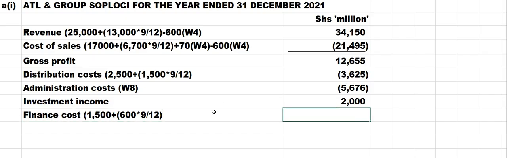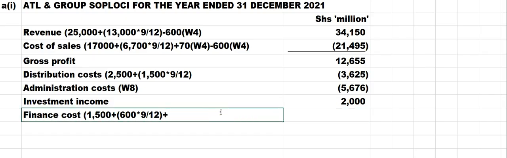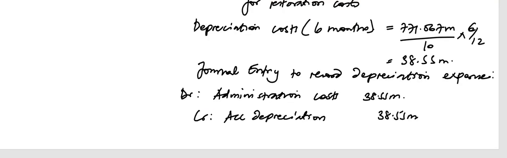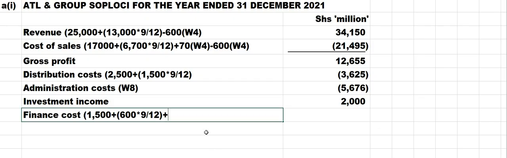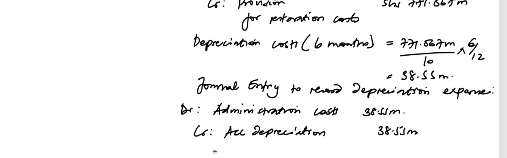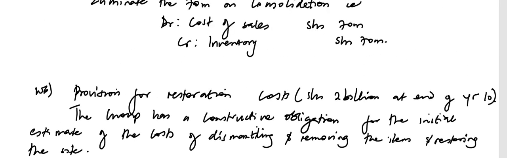Then we have to add the unwinding of the discount on the provision. That is working 6. There is a 38.55. Check my working 6. Is it working 6 really? Yep, working 6.